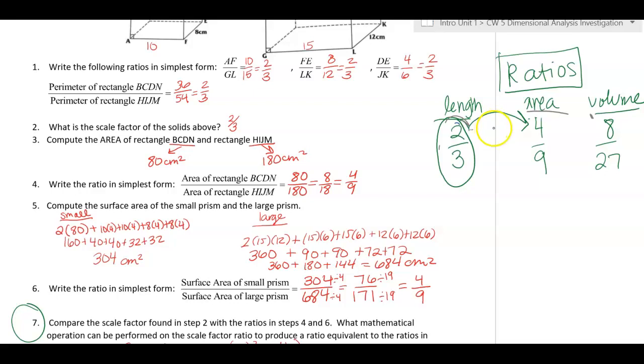Square it. So these basically have a relationship where if I square the length, it turns into the same ratio that I'm seeing for area. And again, these are the comparisons, the ratios, not the actual values. Then they asked you, what's the relationship between length and volume ratios? What operation can you do to 2/3 to get it to turn into 8/27? You can cube it.